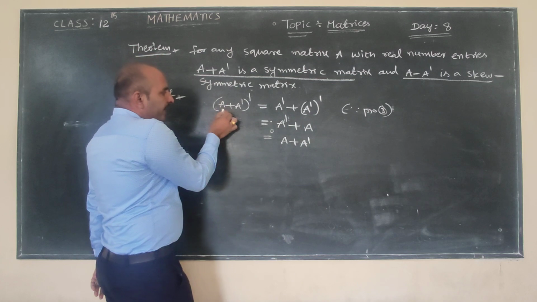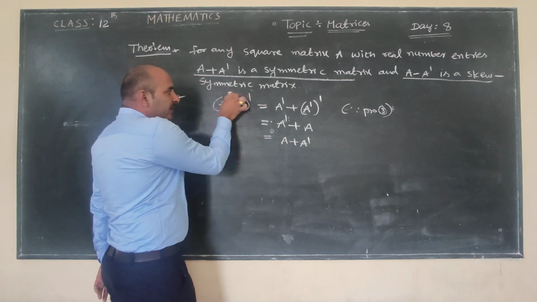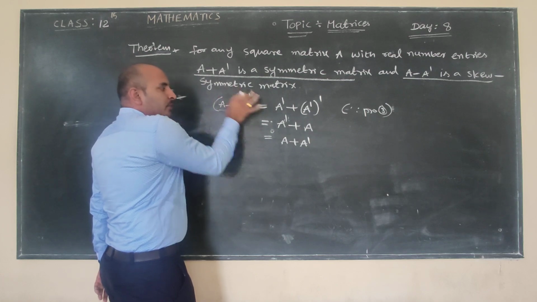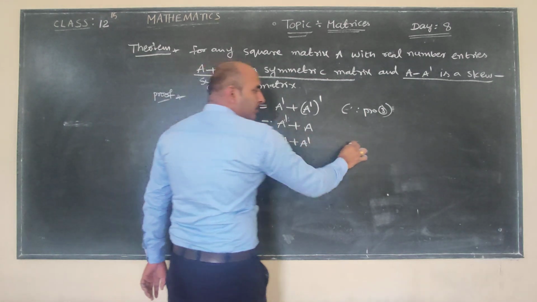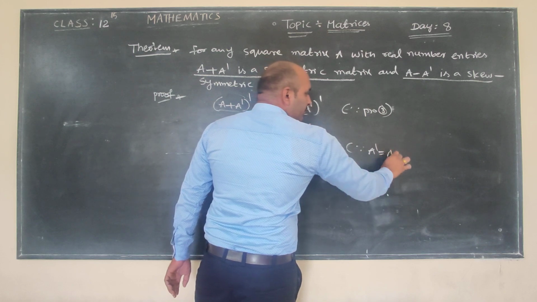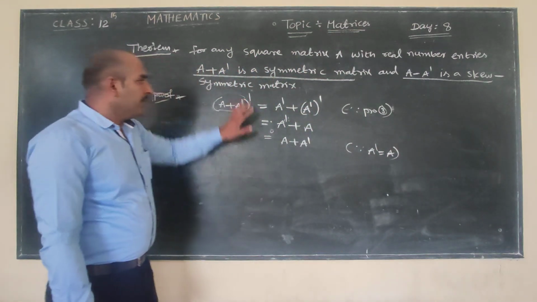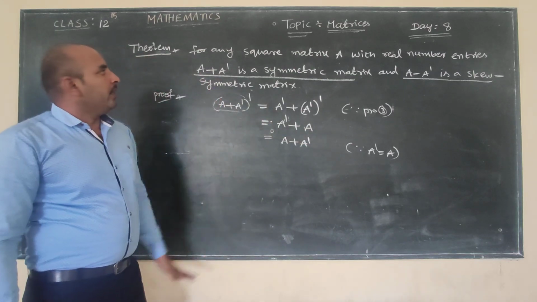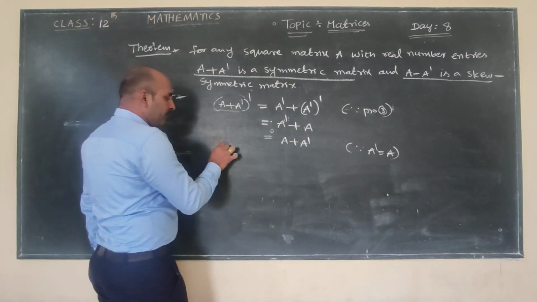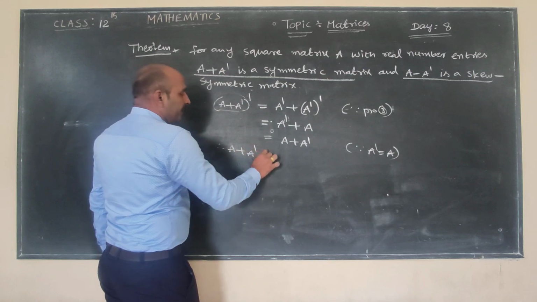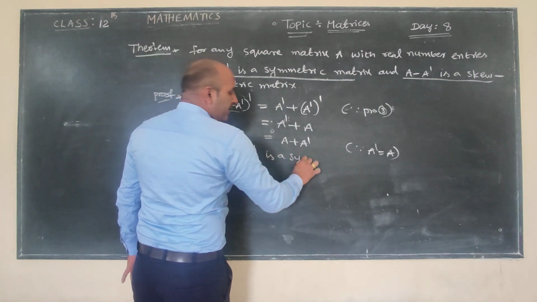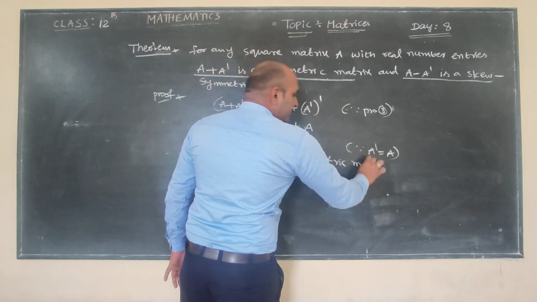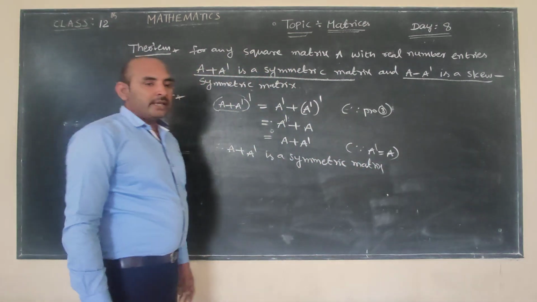So by the definition of a symmetric matrix, let us take capital A. A transpose is equal to A plus A transpose, since by the definition of transpose, A transpose is equal to A. Clearly, A plus A transpose is symmetric. Therefore, A plus A transpose is a symmetric matrix.